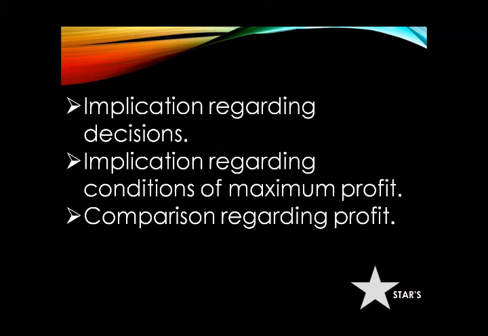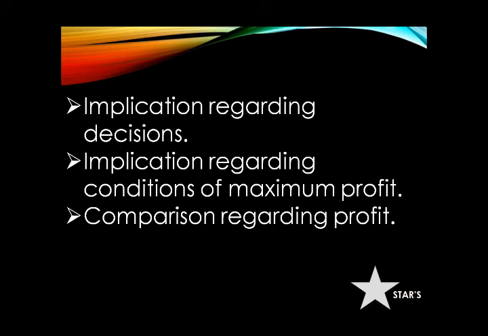Now, implication regarding decisions. Under perfect competition, a firm can take a decision only with regard to the quantity of output to be produced. But a firm under monopolistic competition can determine either the output to be produced or the price to be charged.